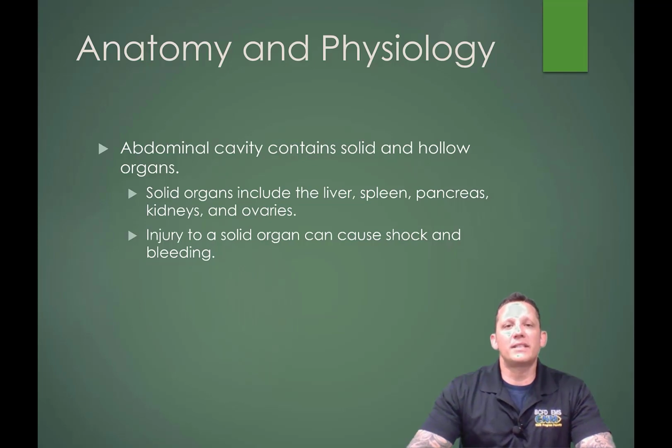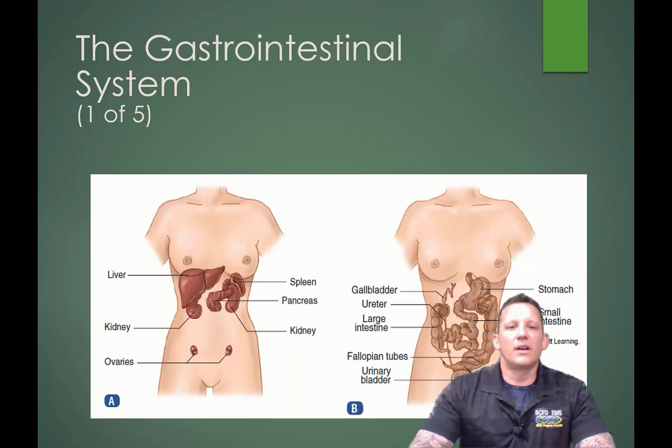The liver has a massive blood supply in and out of it. The kidneys have a significant blood supply in and out of it. The spleen has a significant blood supply in and out of it. So I want everybody to remember that any of those solid organs can cause a major, immediate bleed in a traumatic event. Here's a good picture of solid and hollow organs.